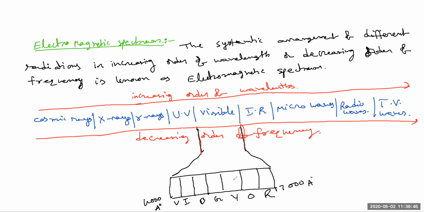Cosmic rays have the highest frequency. According to Planck's quantum theory, which we will discuss next, E is equal to h nu, so energy is directly proportional to frequency. That means cosmic rays have the highest energy.